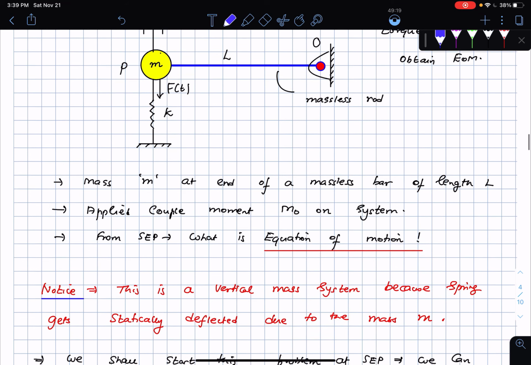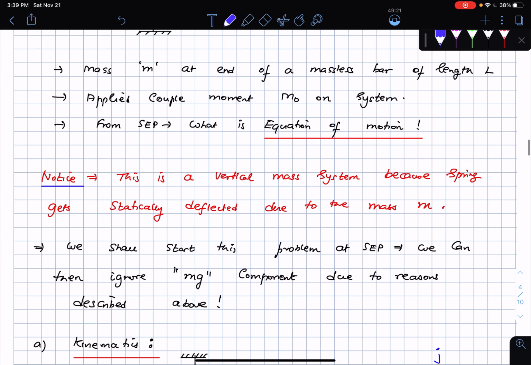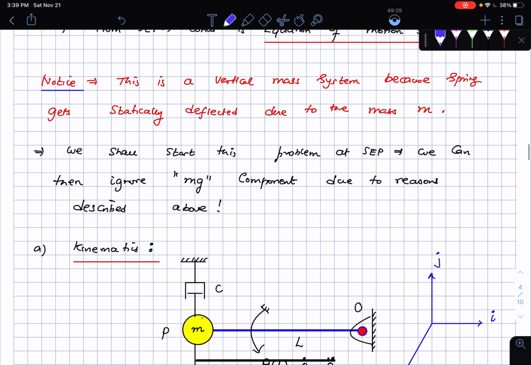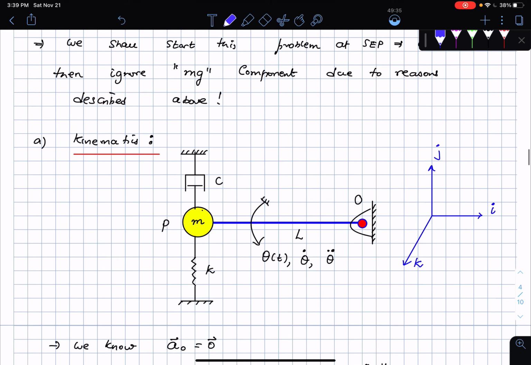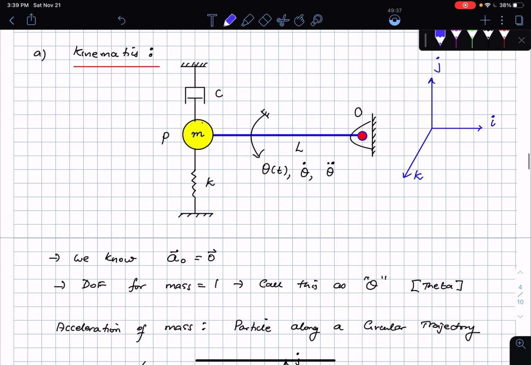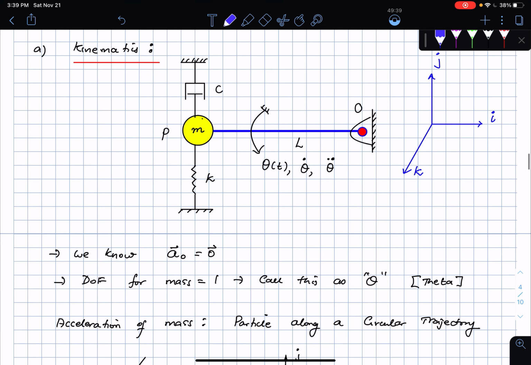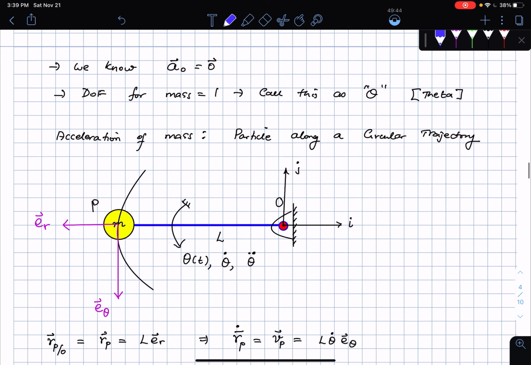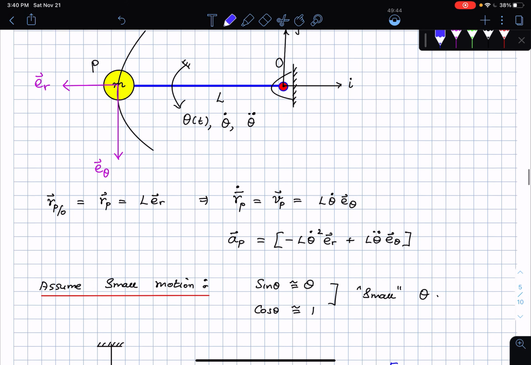Once I do this, we are measuring it from a small deflections perspective. So sine theta is theta, and cos theta is 1. Once again, I'm looking at it from an SEP position. It's a vertically deflected system, which means that I'm not going to be including the term mg. And I typically look at the degree of freedom as theta here, which you have seen in many problems earlier, so we don't need to go over it again. I look at the acceleration of the mass, derived from first principles.